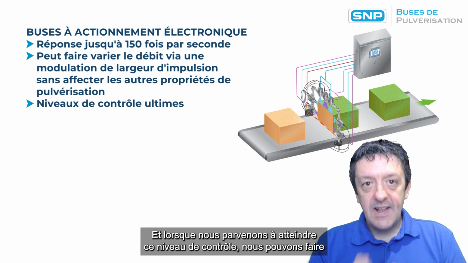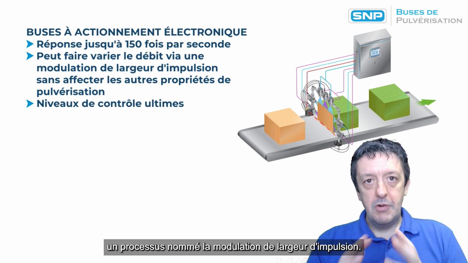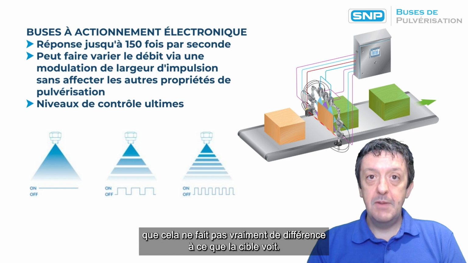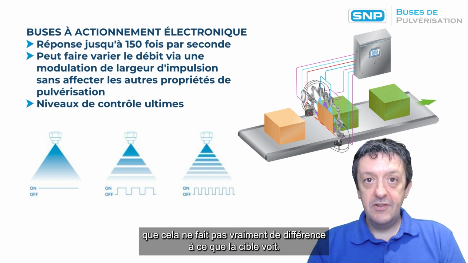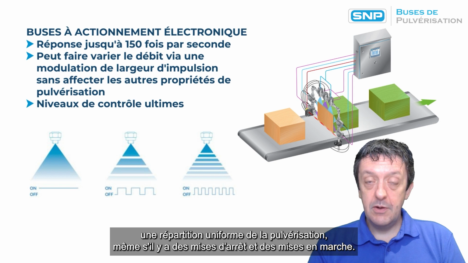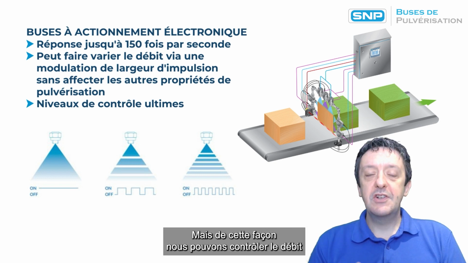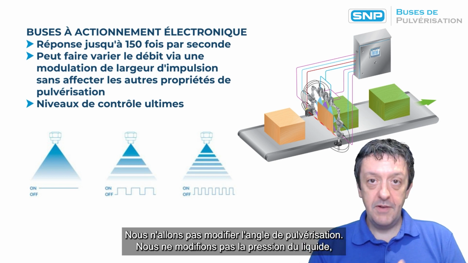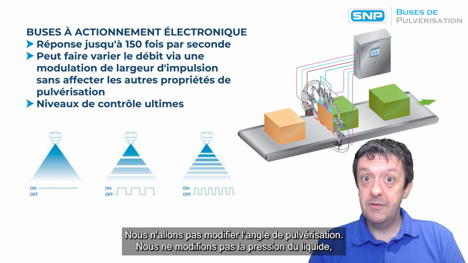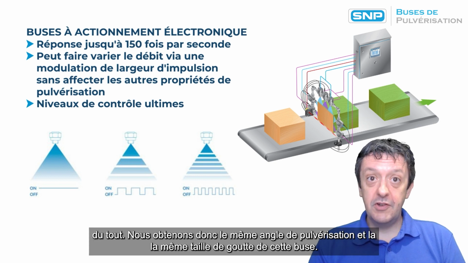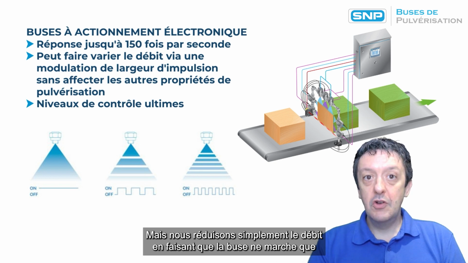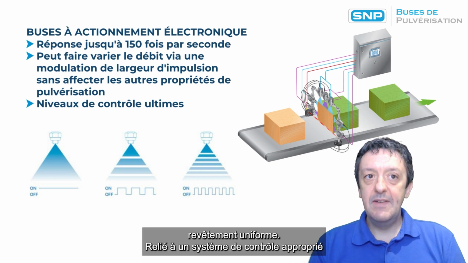And when we can achieve that level of control, we can do a process called pulse width modulation. And this allows us to rapidly pulse the nozzle on and off so fast that it doesn't really make any difference to what the target sees. So you're still getting an even distribution of spray, even though it's going on and off. But in this way, we can actually control the flow rate without affecting any of the other spray properties. So we're not going to affect the spray angle, we're not actually changing the fluid pressure at all, so we're getting the same spray angle, the same drop size out of that nozzle, but we're just reducing the flow rate by actually having the nozzle off, say, half the time, but we're still getting an even coating there.